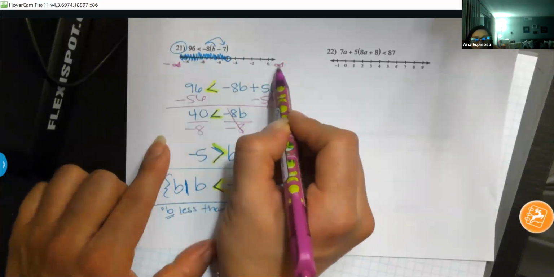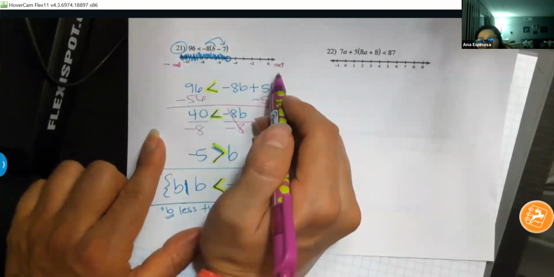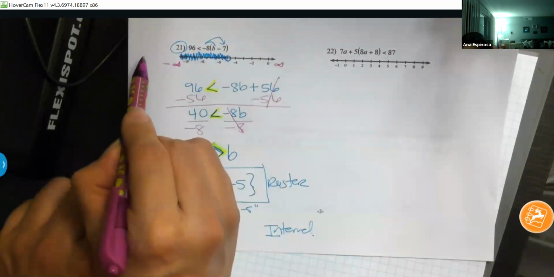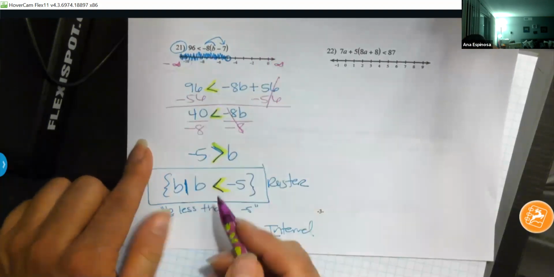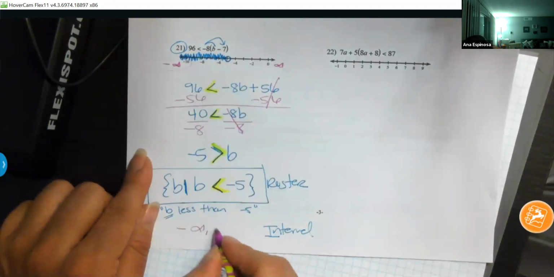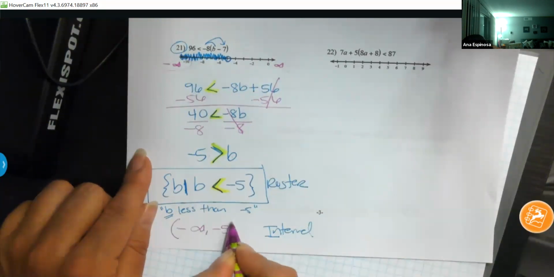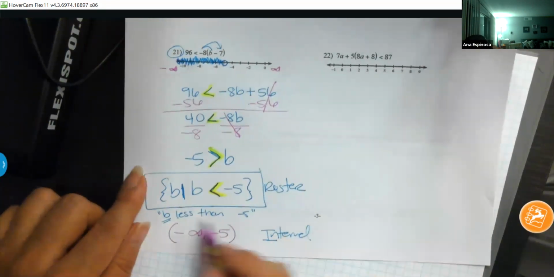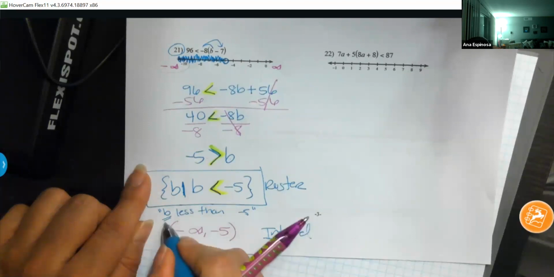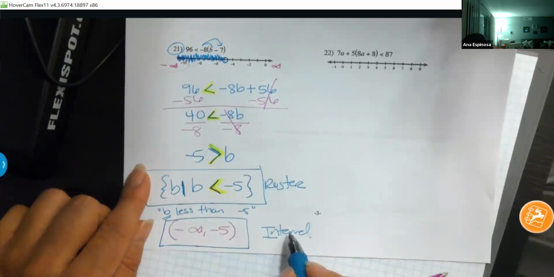So if my shading kept going to the right, then it would be infinity, but you always have to write them left to right. So if I'm reading from left to right, like we read here in the US, I start where it's coming from -infinity and it stops at -5. Infinities are always parentheses, and this is a parentheses because there's no bar underneath. And that's how we would write this answer in interval notation.